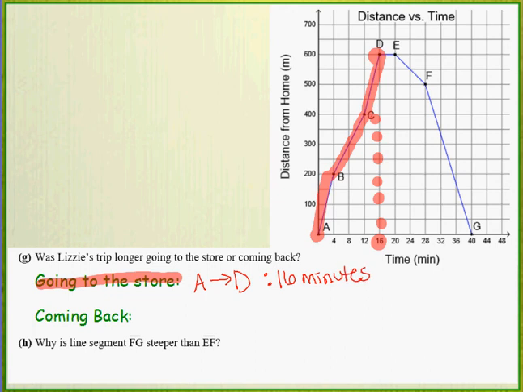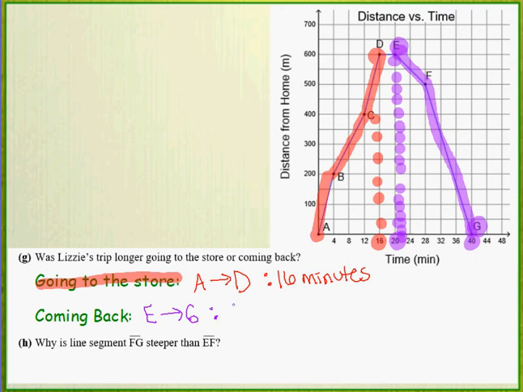Now let's check how long it takes for her to travel back. So she leaves the store at point B, and she's traveling, gets to home at point G. So point B, let's see what time that is. She left the store with a 20-minute walk. And then point G, she returns home with a 40-minute walk. So let's start off with from point B to point G, so travels back.